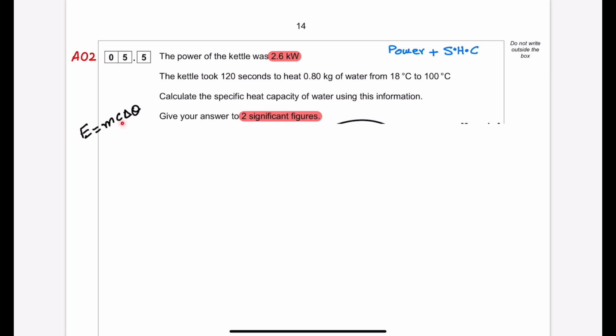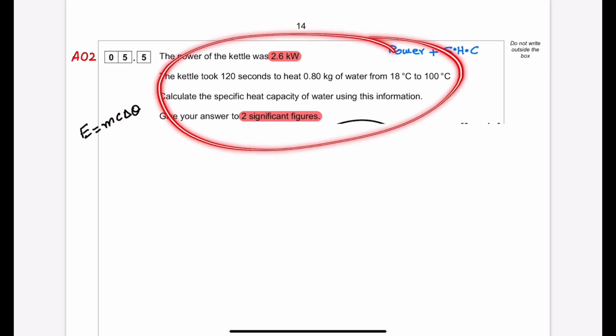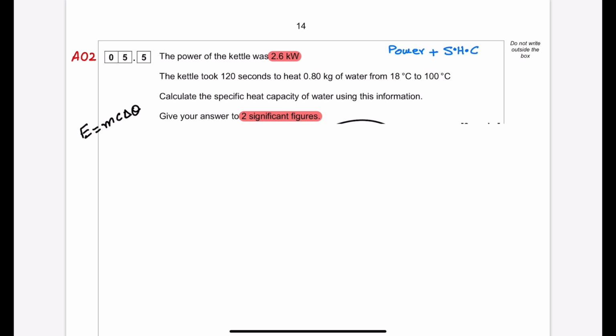We need to find the value of C, but if you look here in our question, the value of energy is not given. On the other hand, we have been given the power, which is 2.6 kilowatt. So we need to use this value from our question to find the value of energy. And time is also given, that is 120 seconds. We don't have the energy value. First of all, we need to find the energy value with the help of power and time, and then we are going to use that value of energy in this formula to find the value of C.